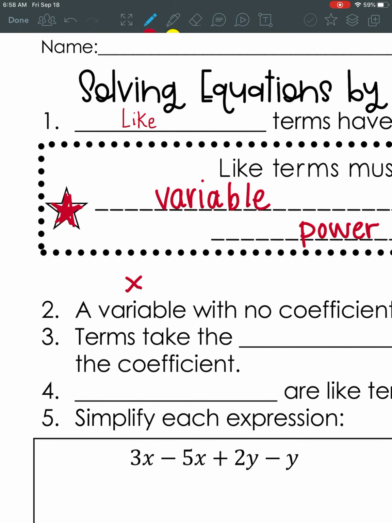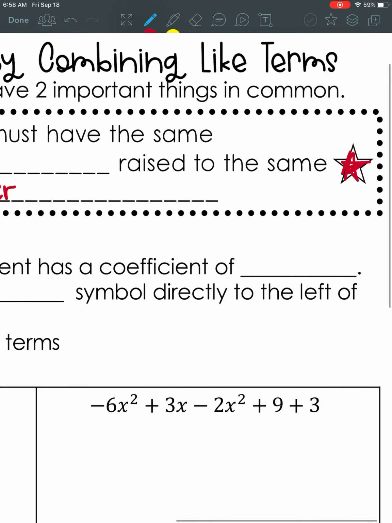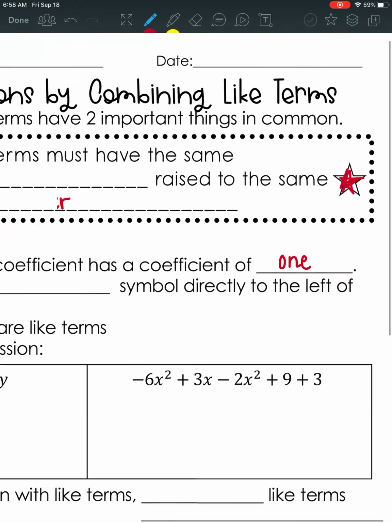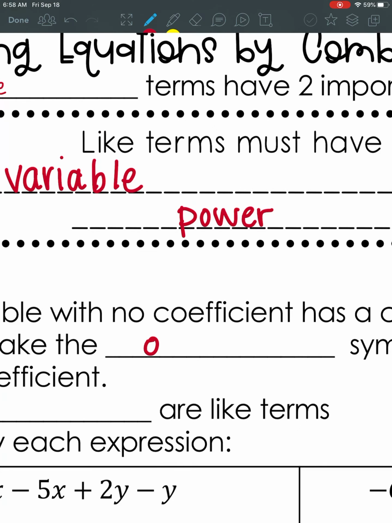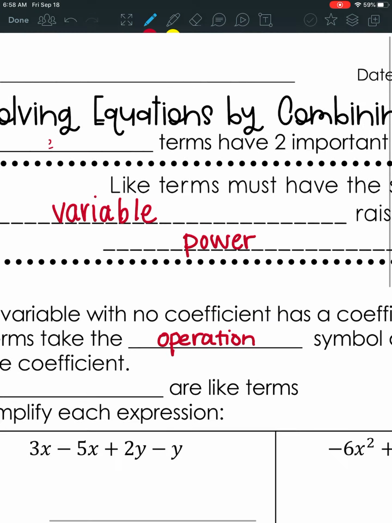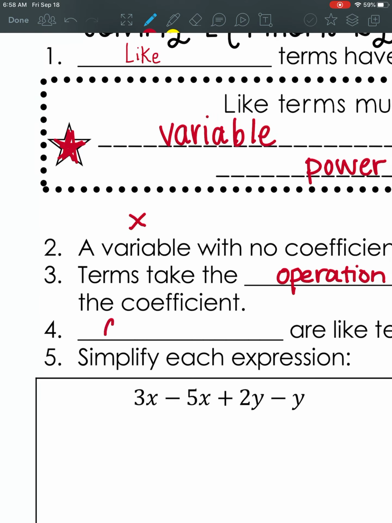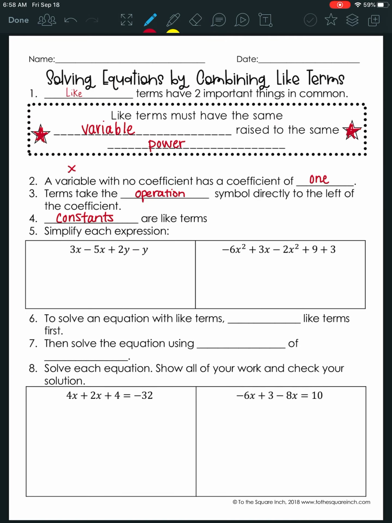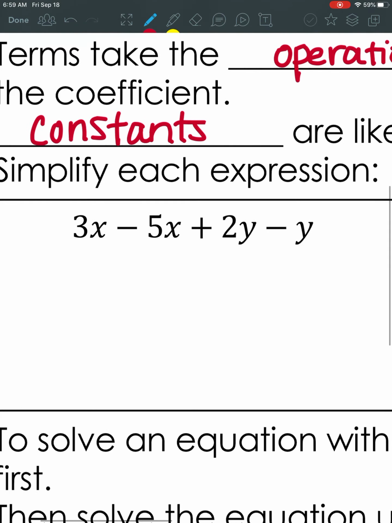terms, okay? A variable that has no coefficient, so let's just give an example here. If we saw the variable x, or we saw plus x, minus x, if there's no coefficient in front, it always has a coefficient of 1, okay? Terms take the operation symbol, so the plus or the minus sign in front of the number. So if there's a plus sign, it's positive. If there's a minus sign, it's negative. Okay? And then lastly, constants, so numbers that are all by themselves with no variable on them, those are also like terms that we can combine.